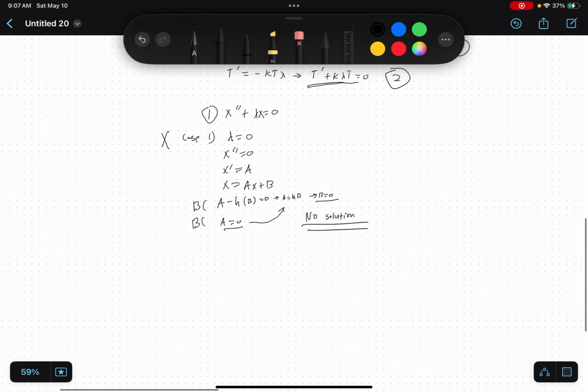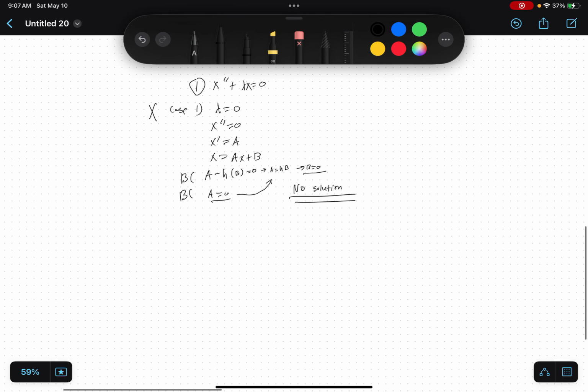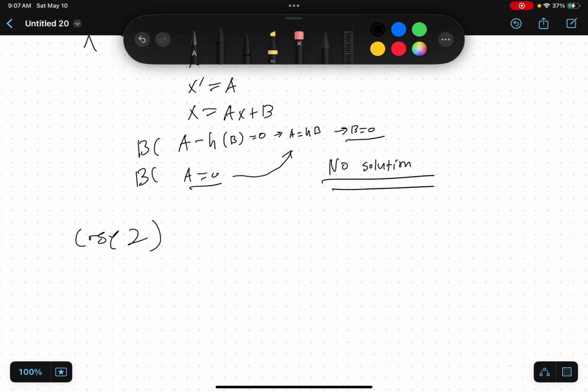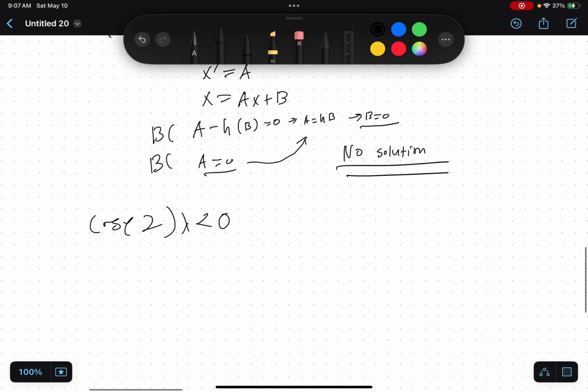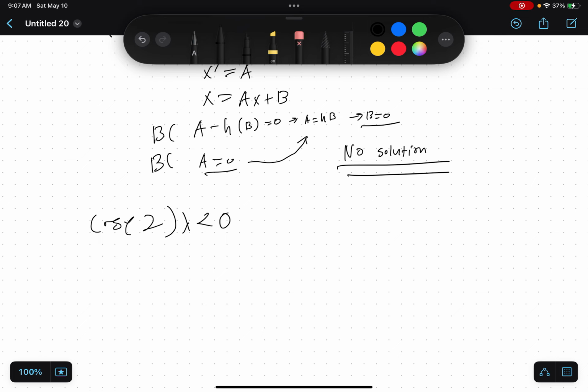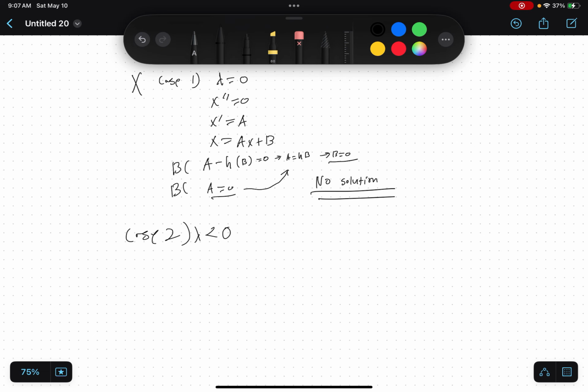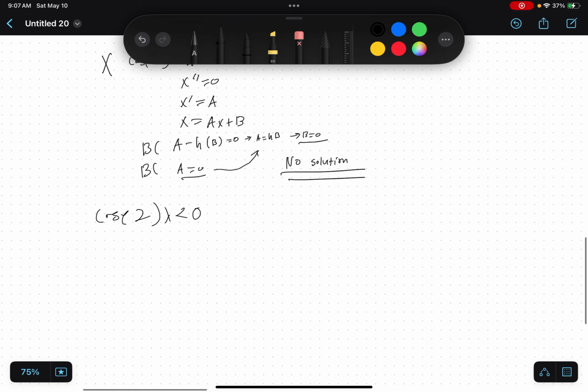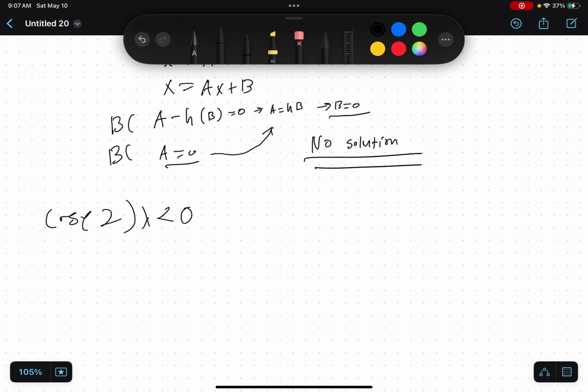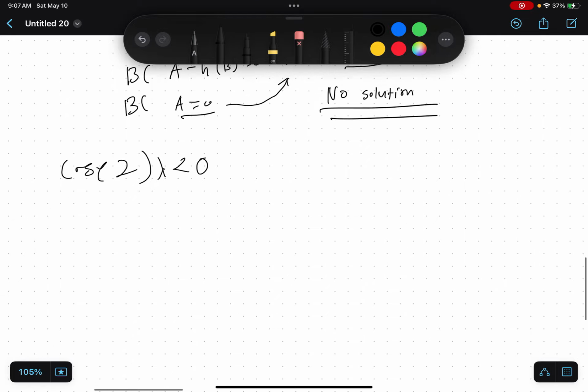Case 2, let's assume that lambda is less than 0. And I'm doing these in order because I know which one works. After doing a couple of these problems, you'll automatically know what lambda has to be. But in my exam, I still had to go through each one and prove that the others didn't work. And I'm glad I did, because looking back at my notes, it's very helpful. Okay, so case 2, assume lambda is less than 0.